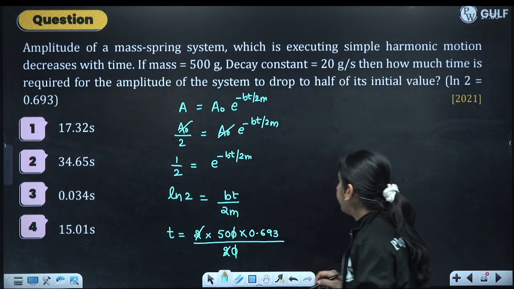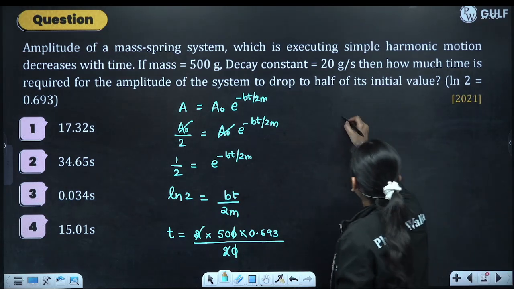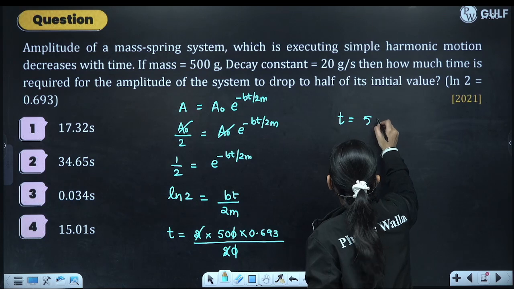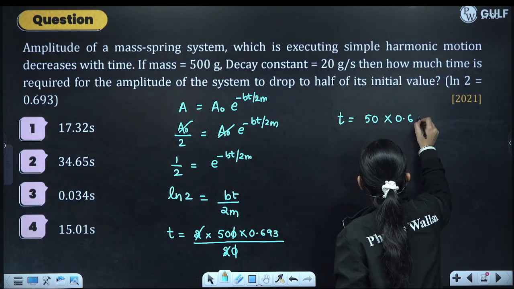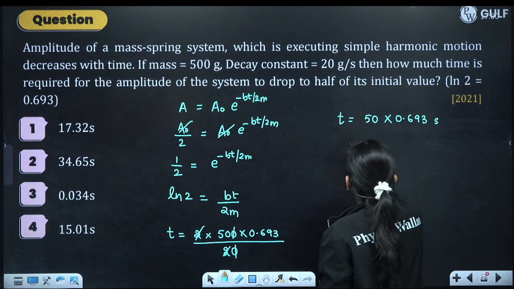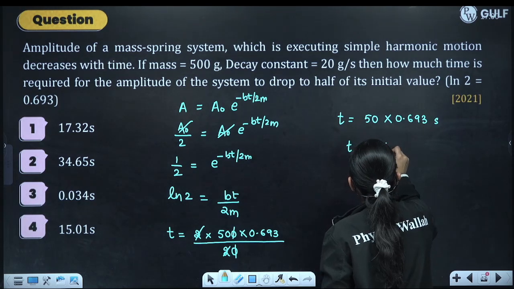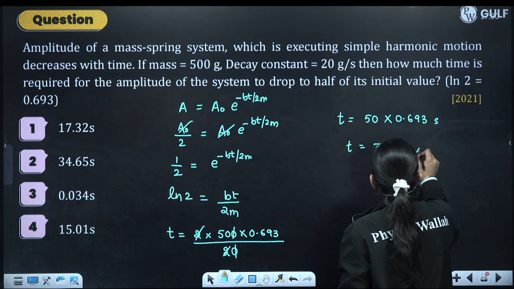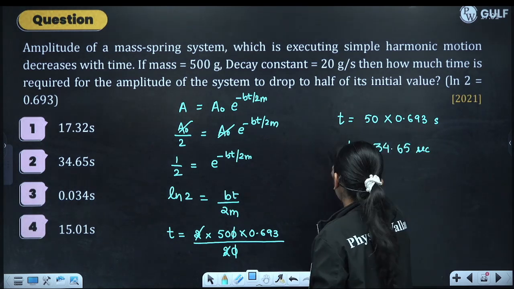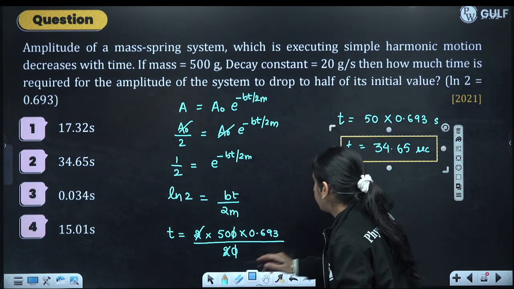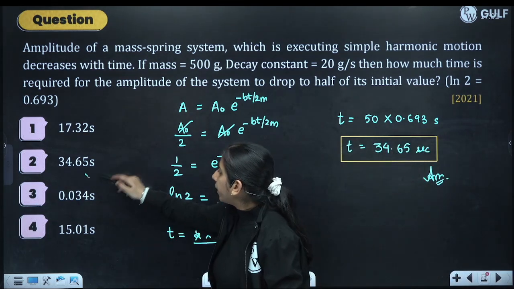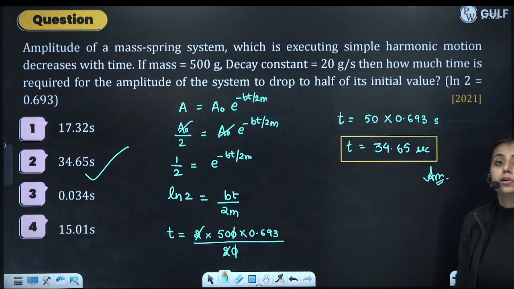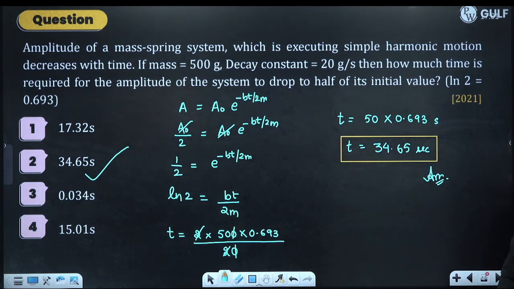So what we will get? We will get T is equal to 50 into 0.693 second. So from here we will get T as 34.65 second. This will be the answer. 34.65 second. Option number 2 will be our answer.